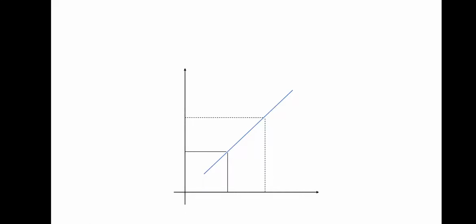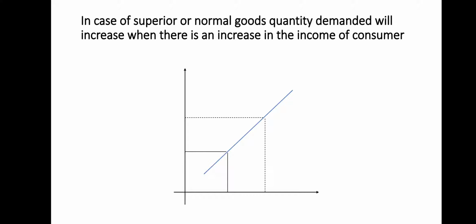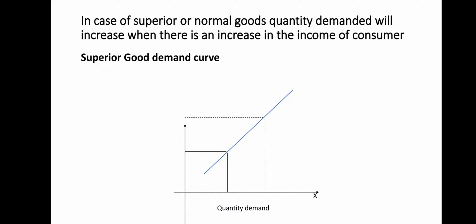So in this diagram you are seeing the superior good demand curve. In case of superior goods or normal goods, quantity demanded will increase when there is an increase in income of the consumer. Along the x-axis we are showing quantity demanded, and along the y-axis we are taking income of the consumer. When consumer's income is Y, then quantity demanded for superior good is Q. Now consumer's income increases from Y to Y1, then quantity demanded increases from Q to Q1.